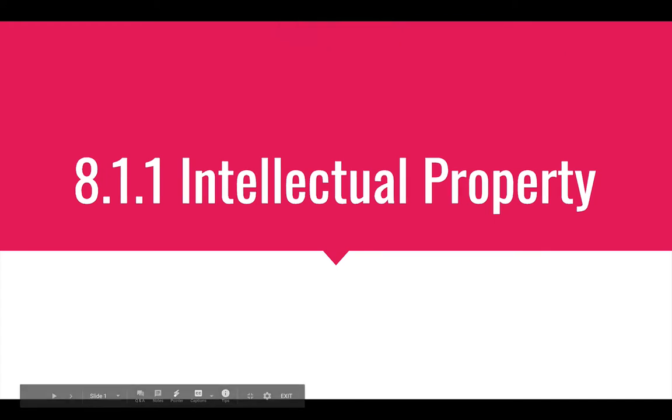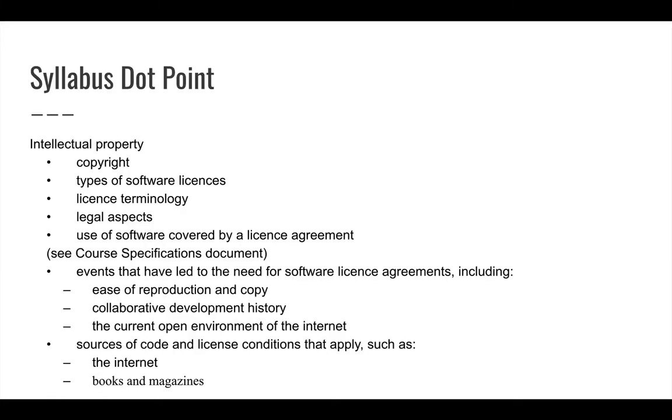Intellectual property is the second syllabus dot point or subset in 8.1.1 social and ethical issues. Okay, unlike the evolution of software applications, there is a lot of dot points under intellectual property. We are going to cover most of these.